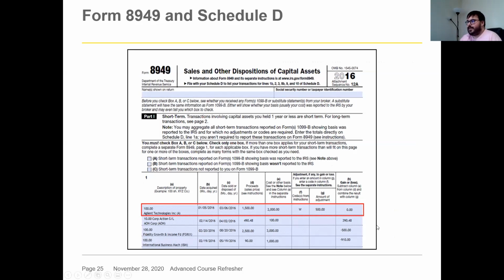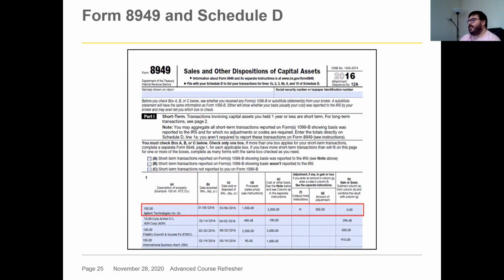You know, it will list everything. If there's an adjustment to it, you can also put in a code. This code is for the wash sale. So there was a loss here of $500. The brokers determined it was a wash sale, so you actually get no loss deducted.